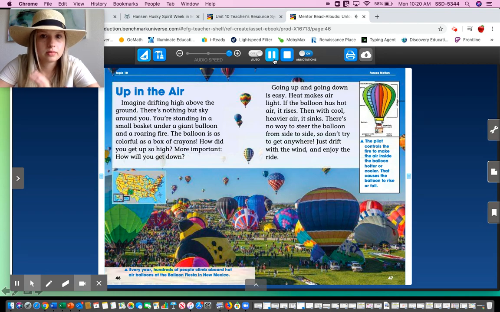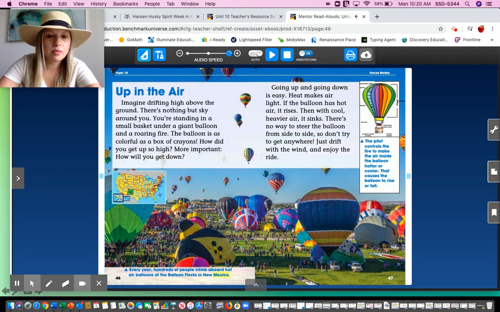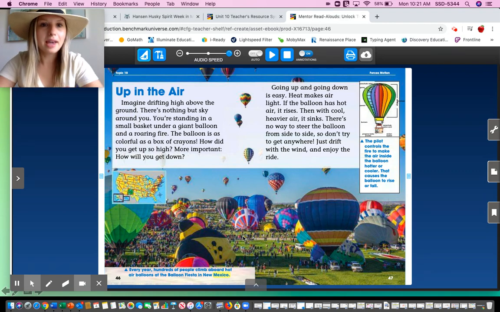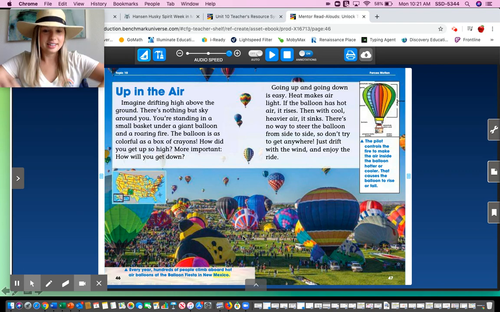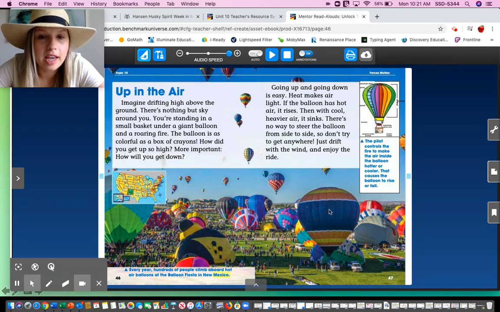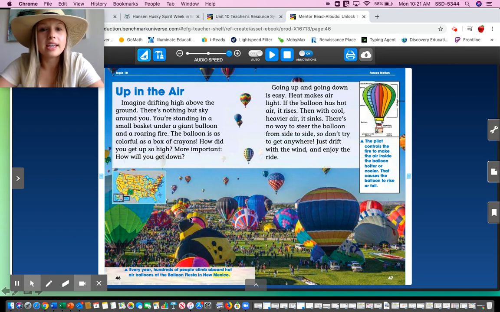Every year, hundreds of people climb aboard hot air balloons at the Balloon Fiesta in New Mexico. Oh, so this must be what it is. Every year, hundreds of people, I see hundreds of people, do you? Climb aboard, that means into the basket, hot air balloons at the Balloon Fiesta in New Mexico. Can you say Balloon Fiesta? And fiesta means party. It's fitting. Today's Cinco de Mayo, fiesta. So this is a balloon fiesta, which means balloon party in New Mexico.